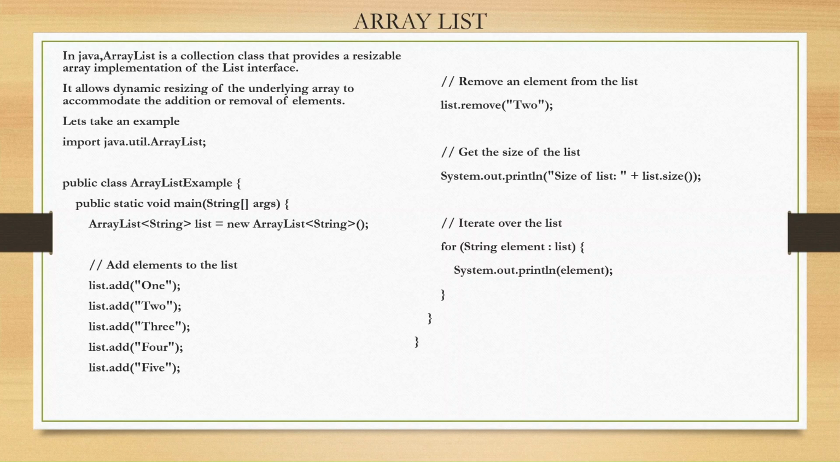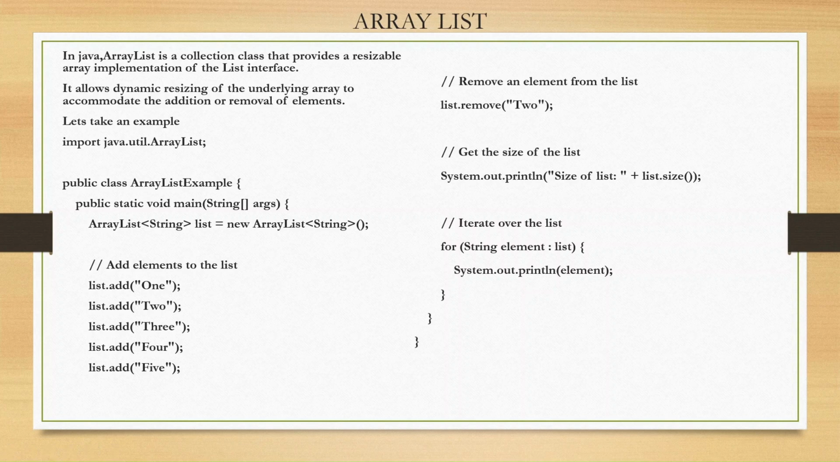So we see the example where we import the java.util.ArrayList module, and in the program, as we can see, we can add elements onto the list, that is the list.add function, and we add in 1, 2, 3, 4, 5 as our string values, and we can remove an element from the list by using the list.remove command. To get the size of the list, we can just print the size of the list using the list.size function, and iterate over the list using a string element.